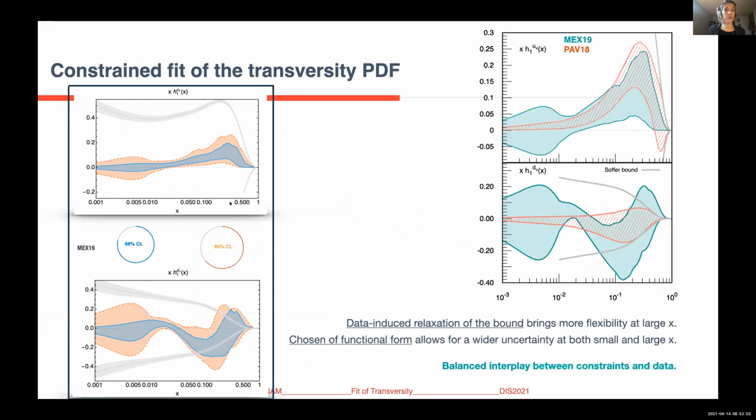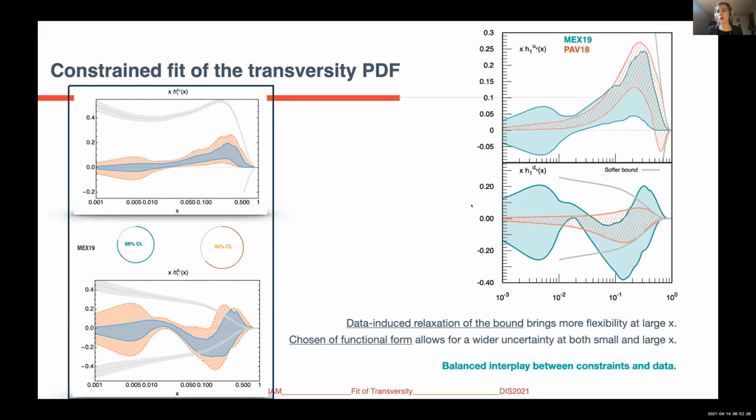And that's what you find here on the left. That would be for the up. So I just quote here the 68% and 95% confidence level. And that's for the down. As you can see, where we have data, we have a narrow band. And when we don't have data, we have a bigger band. And actually here, we allowed the down to be a bit outside the Soffer bound, because that's where we have more tension. That was a desired effect, actually.